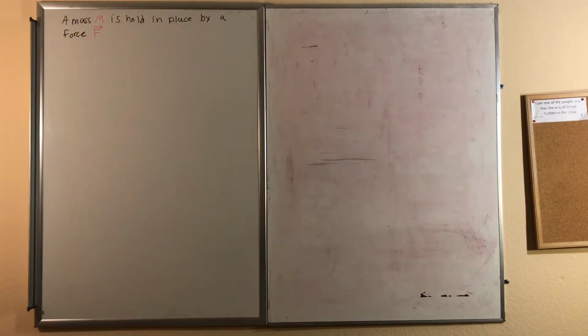Today is going to be about tension in multiple ropes and pulleys. Let's jump into reading the question. A mass, big M, is held in place by a force F on a massless and frictionless pulley system.